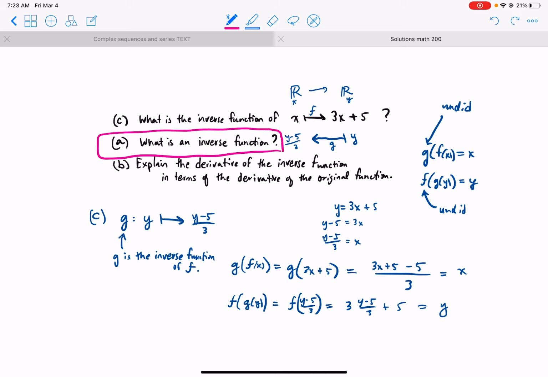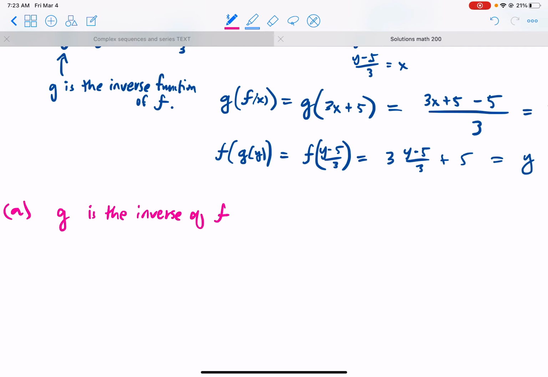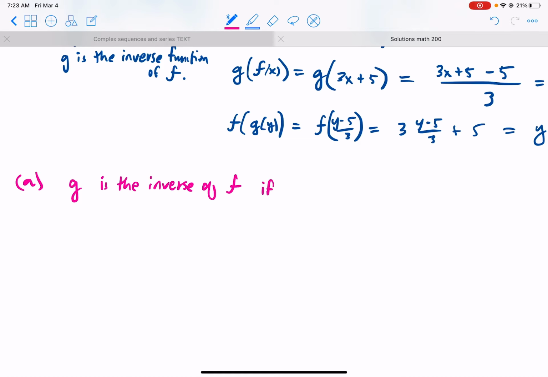Part A, just in general, what is an inverse function? So we say that any map g is the inverse of f if g is equal to 1 over f, right? Because then g times f would be 1 over f times f, which is 1. No!